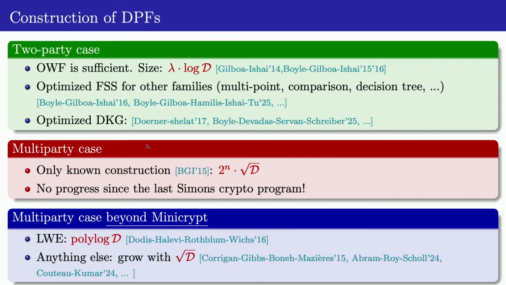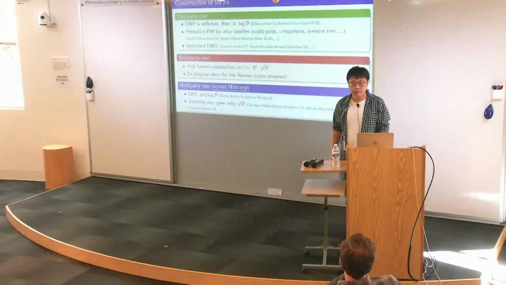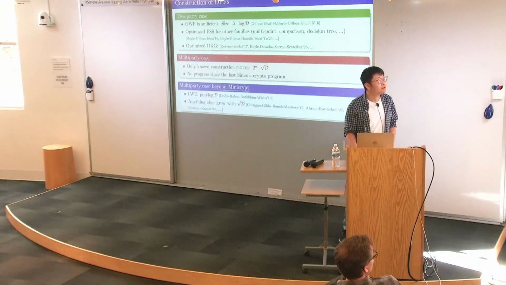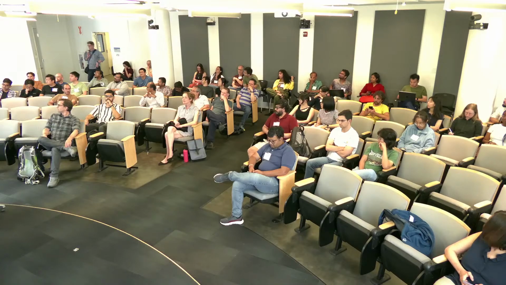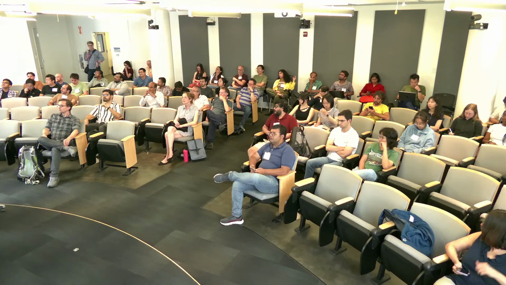Okay. Can I ask, are you assuming all but one corruption here? All but one corruption. Yeah. Any more questions? Yes. What about the 2 to the n? No, that's what we do, the 2 to the n.